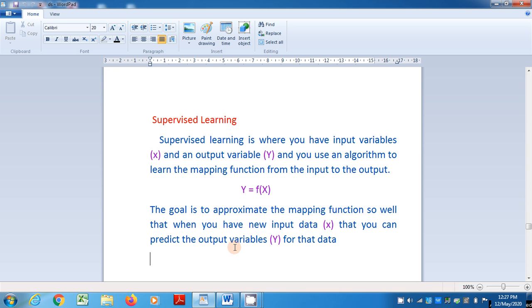The goal is to approximate the mapping function so well that the prediction is accurate, so that when you have new input data x, you can predict the output variable y for that data.